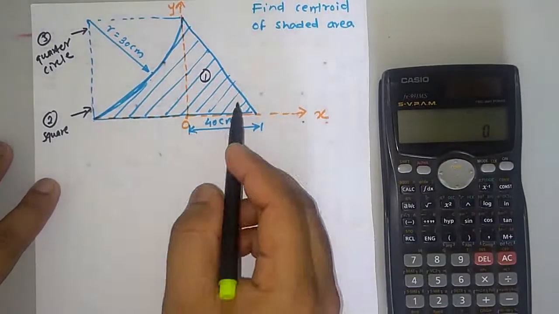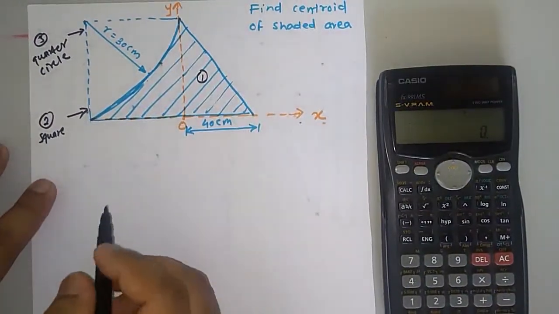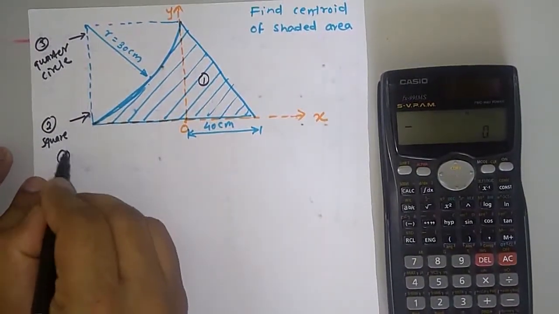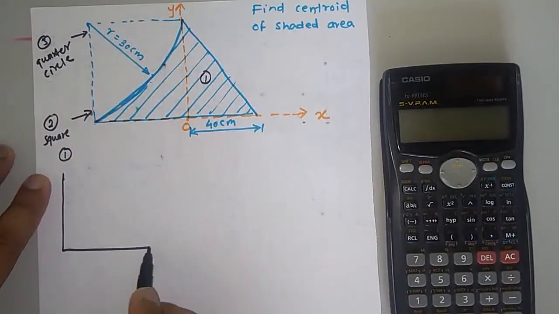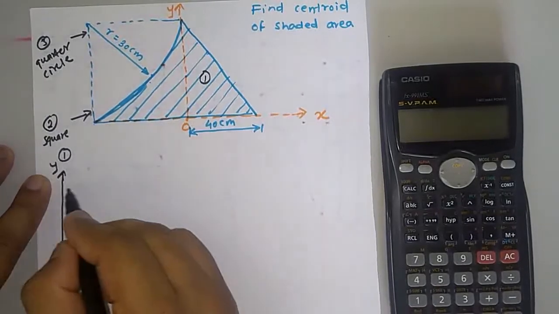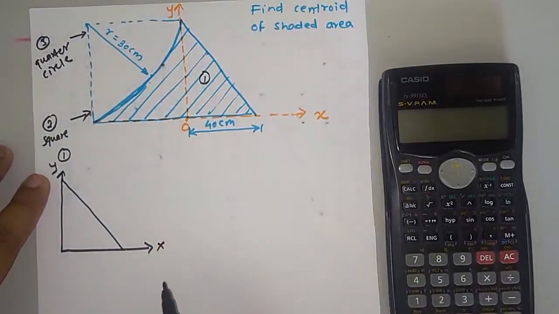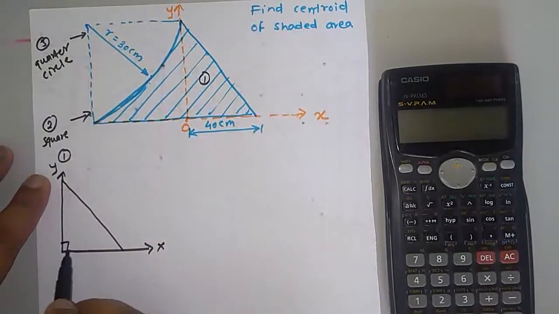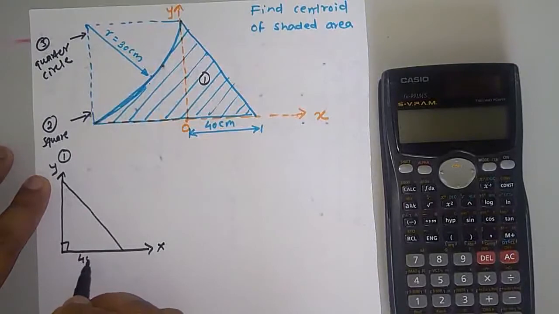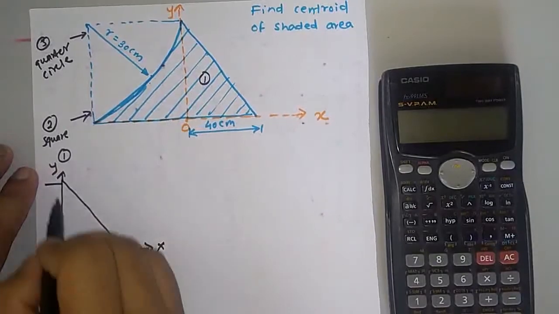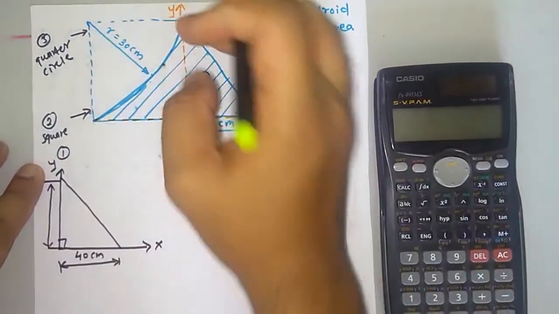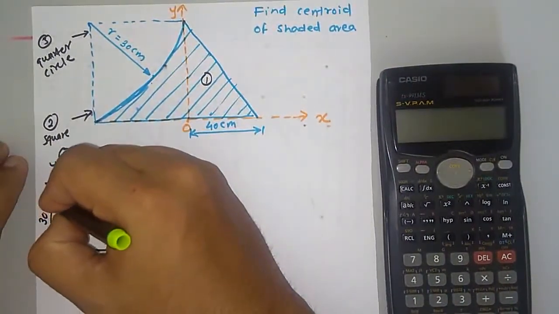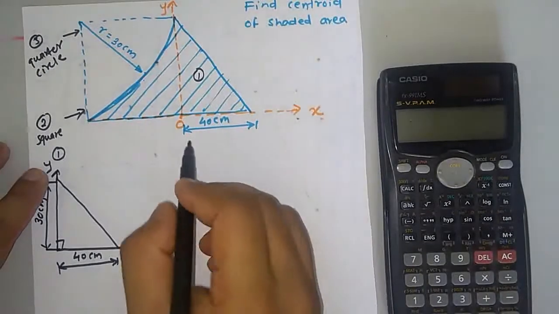Now draw each part separately with respect to the axis. What is the first part? It is the right angle triangle. This is our x and y axis, and this is our geometry, the right angle triangle. Write the dimensions. The base is 40 centimeter, and what is the height here? This is the radius, 30 centimeter. So the height is 30 centimeter.